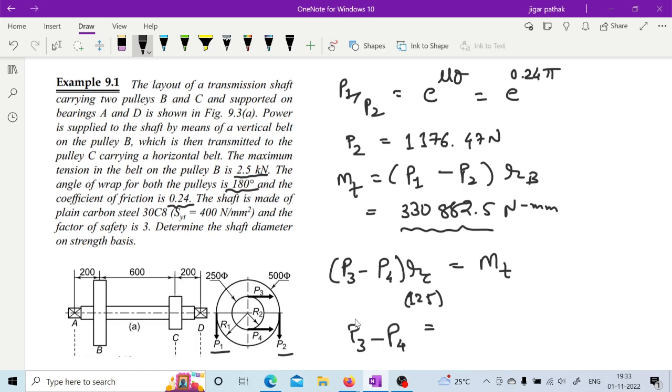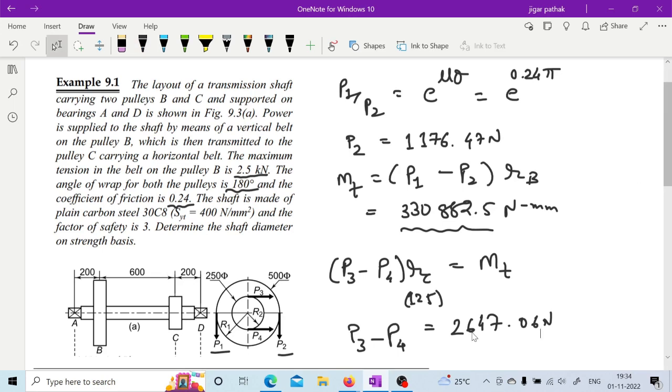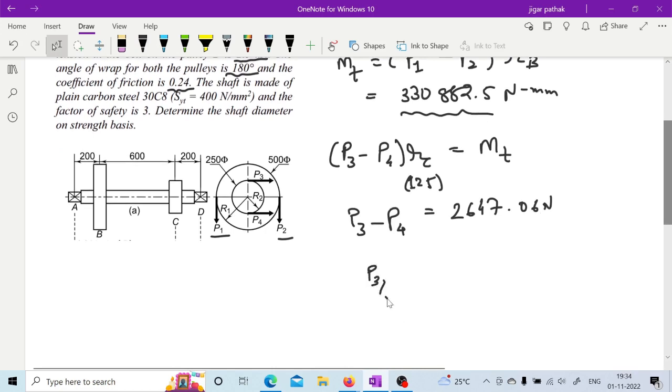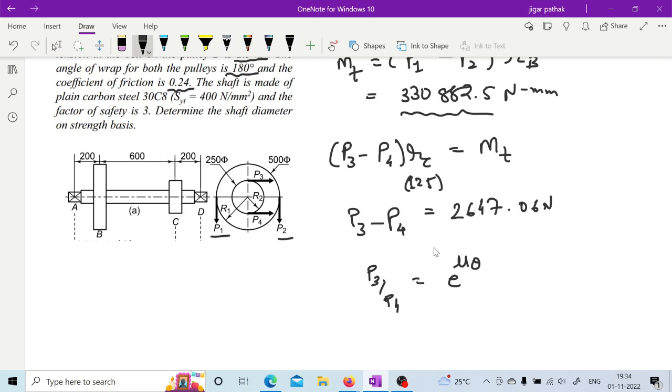So what is it? 2647.06 Newton it is coming. Is it coming like this? Yes sir. So once you have this, then you can again use P3 by P4 is equal to e raised to mu theta for this also. So once you solve these two equations, A and B, you will get P3 and P4.